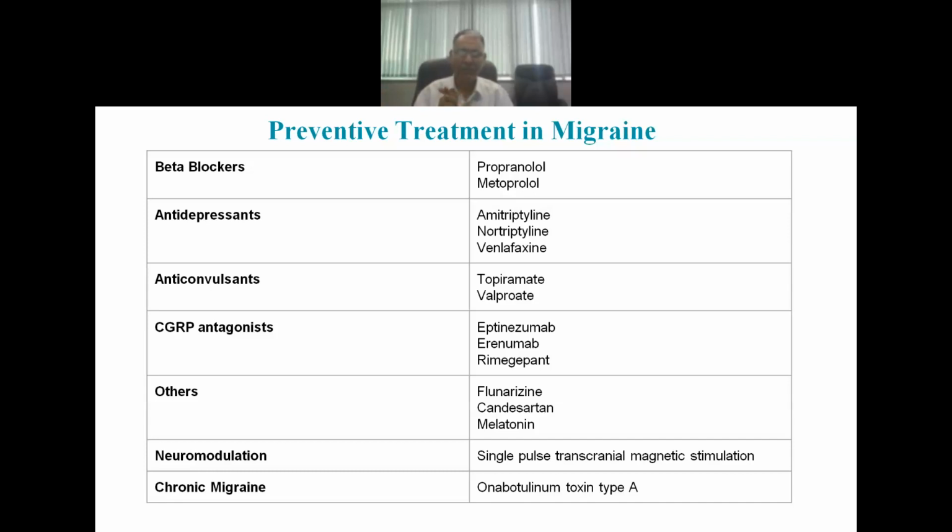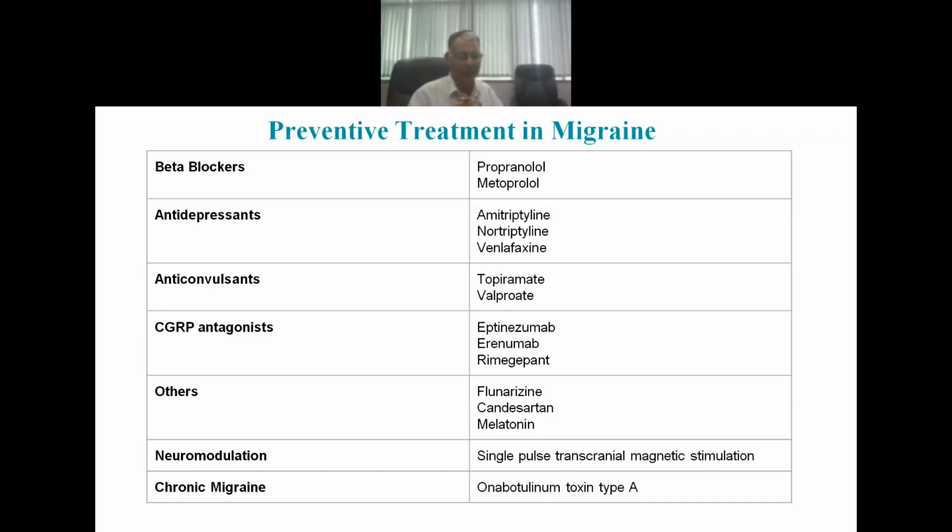Then anticonvulsants, not all anticonvulsants, but two important ones which have some anti-migraine prophylactic activity, that is topiramate and valproate. All these biologics have also been tried. Nowadays you must have heard of so many biologics being tried for every sort of disease. Here also biologics have shown some success in the prophylaxis of migraine. Other drugs like flunarizine, candesartan, methysergide have been in use for the last 20 to 25 years, but are not very successful. They act in some patients, so you have to pick and choose according to the patient's own response.